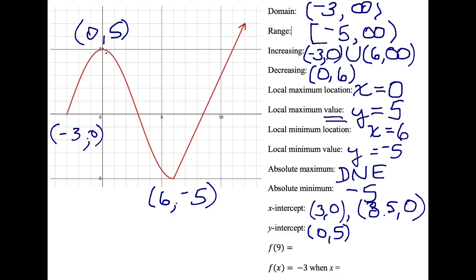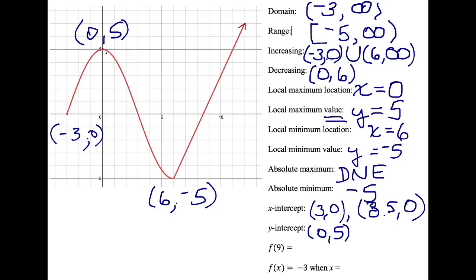f of 9. What's f of 9? Well, our function is f of x. So 9 is an x value. This question is asking when x is 9, what's y? f of x corresponds to y. So when x is 9, I'm going to find the y value on the graph. Looks like right there. That's y equals 1. When x is 9, y is 1.